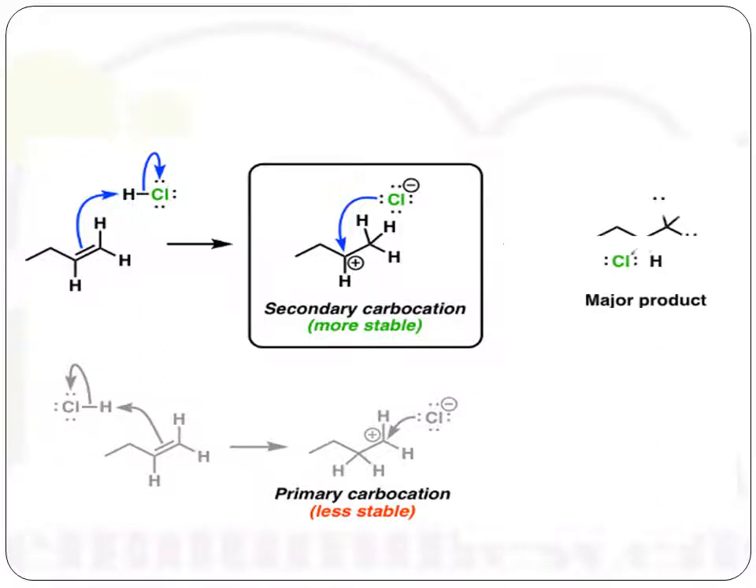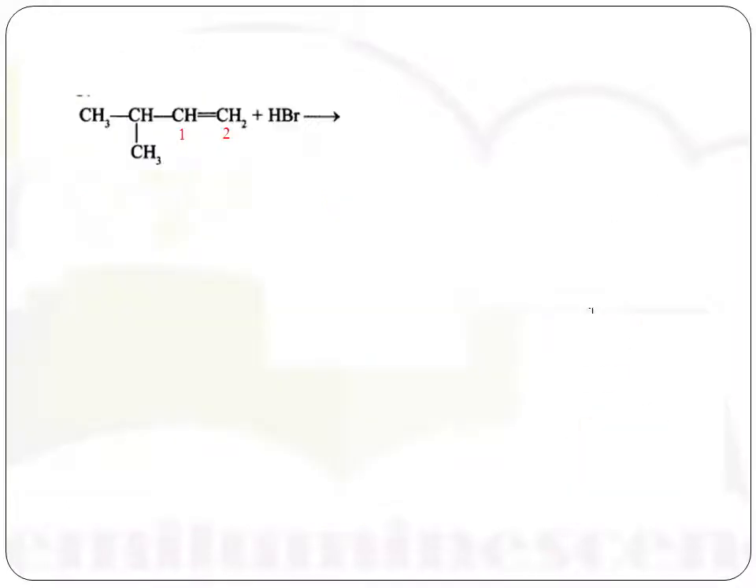Hence the product obtained from the secondary carbocation is formed in a major quantity, while the product obtained from the primary carbocation is formed in a minor quantity. Hence this difference occurs, that one product is obtained as major and one product is obtained as minor. Let's see one more example based on the same topic.